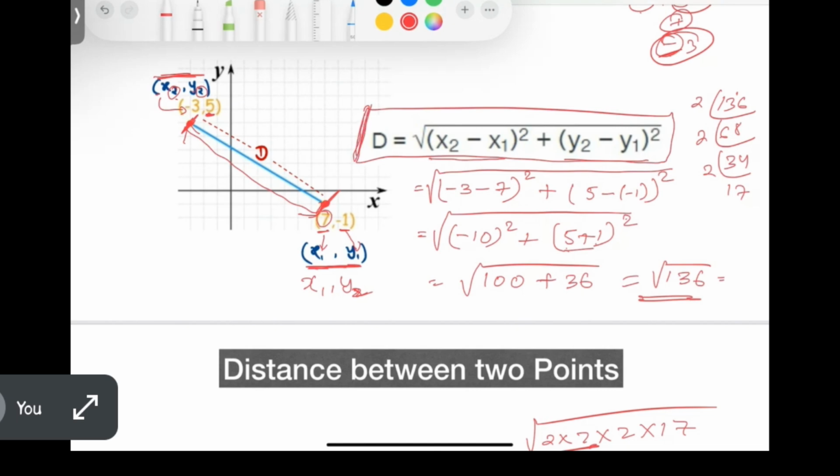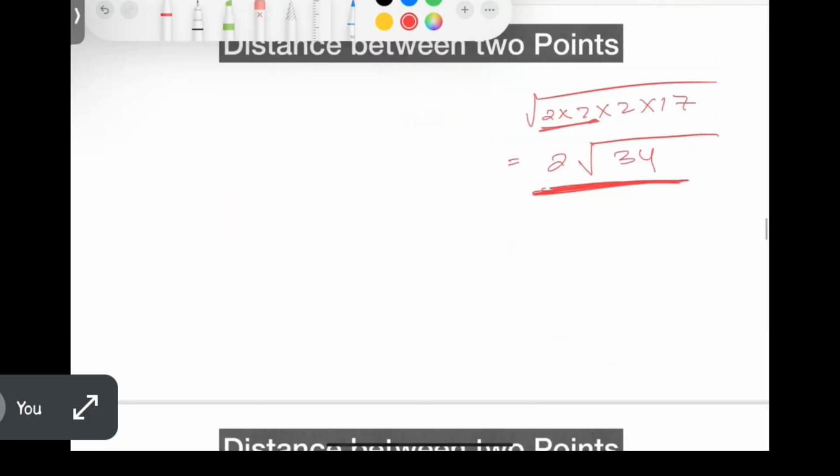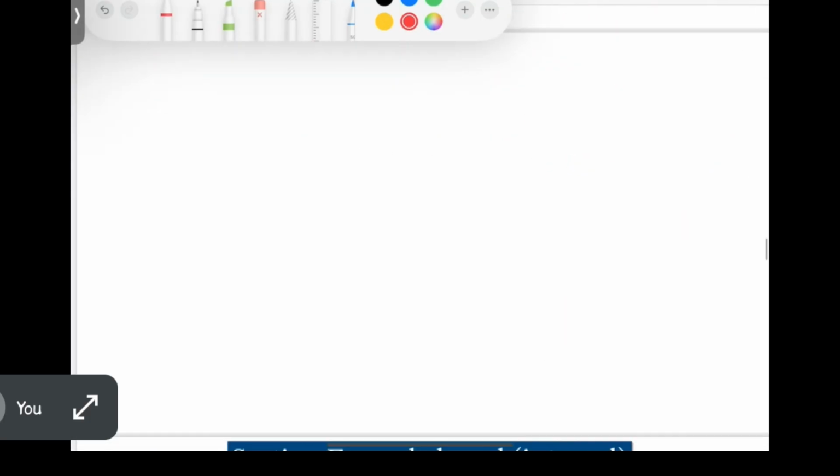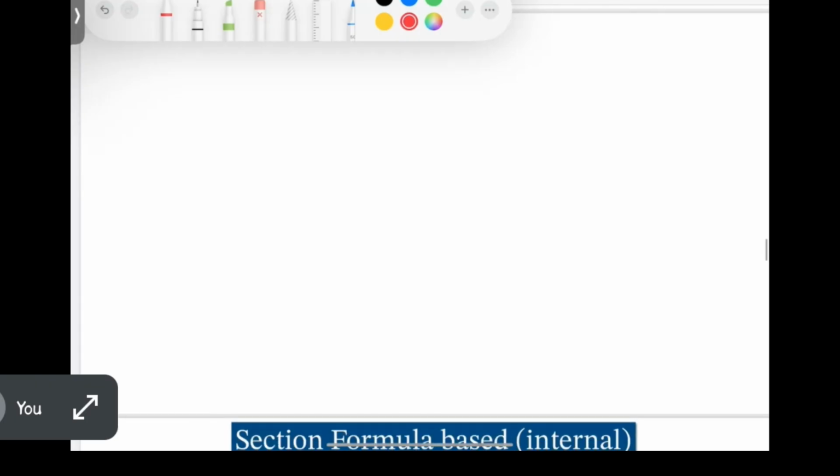So if in your question, what is the distance between this point and this point? If two points are given and you're asked to find the distance, then you need to use this formula, okay? Along with the formula, I'm just giving you a question there. So that is it, I guess. Do I have questions based on this? Or shall we try one question?